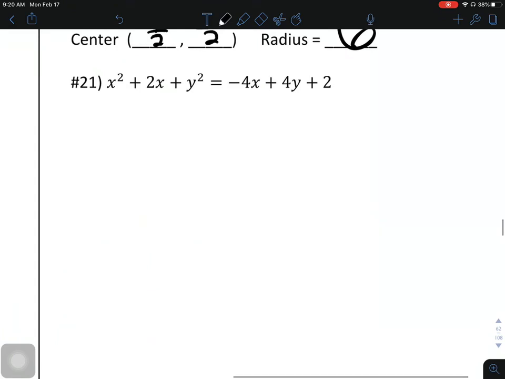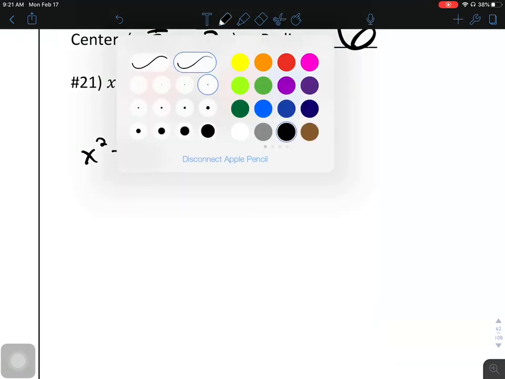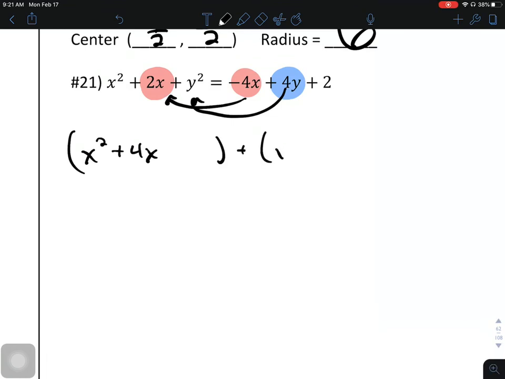Last one. Supposed to find the center and radius. To do that, we need to put this in the standard form of a circle. We have x squared plus 2x plus, whoa, I'm getting a little ahead of myself. We have some like terms here we need to get together. I'm going to add 4x to both sides. It's going to give me x squared plus 4x. I'm going to subtract 4y from both sides. It's going to give me y squared plus 4y. And then the right side is going to equal 2.